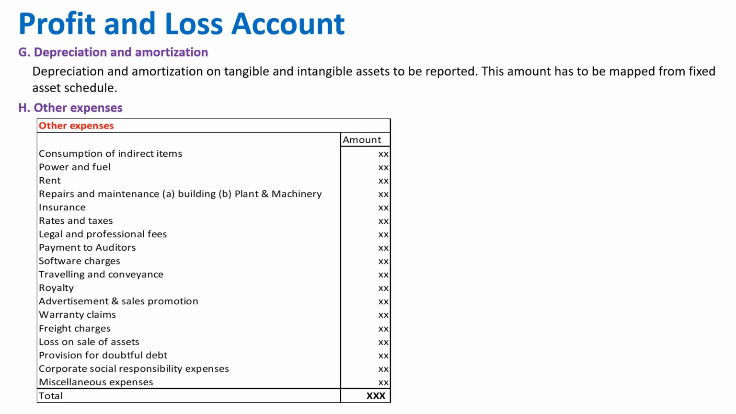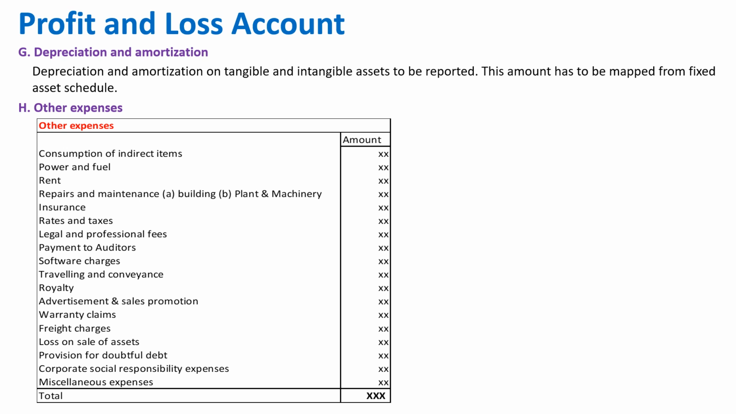So let's take an example of what is reported under other expenses. Consumption of indirect items: in the factory, if you have consumables or small indirect items, then the consumption that has happened during the year has to be reported here. Power and fuel, which may include electricity or any other power you are using, solar for example. Then rent: any rent you have paid during the year has to be reported here. Repair and maintenance for building, plant and machinery: always keep in mind that you have to show a separate amount for building and a separate amount for plant and machinery.